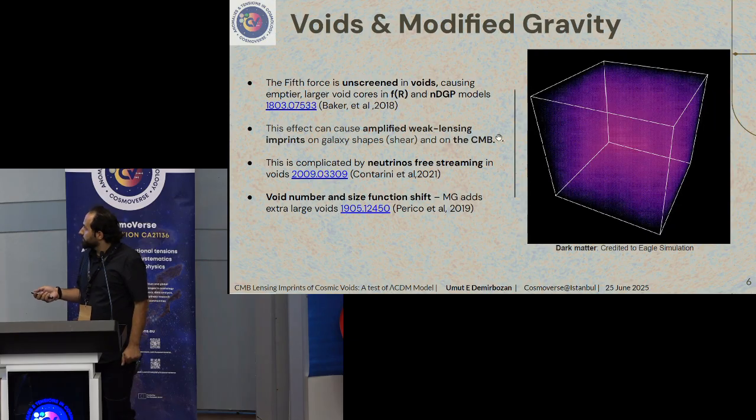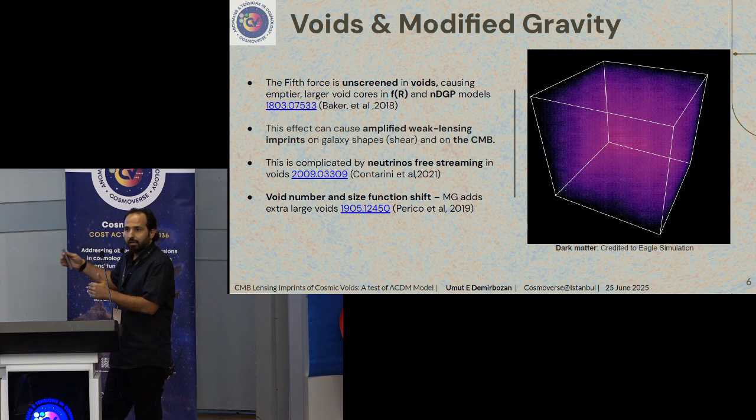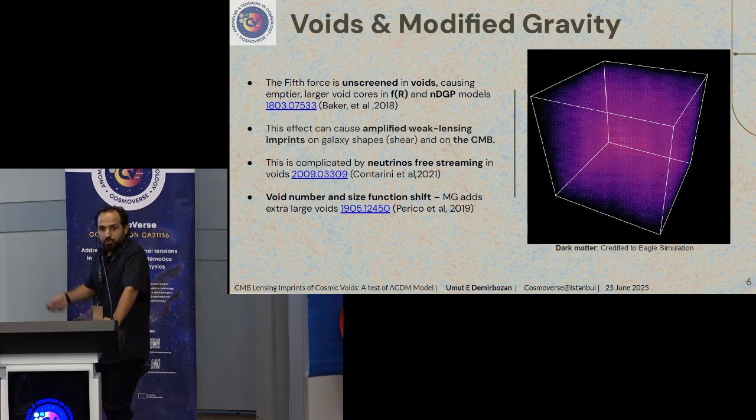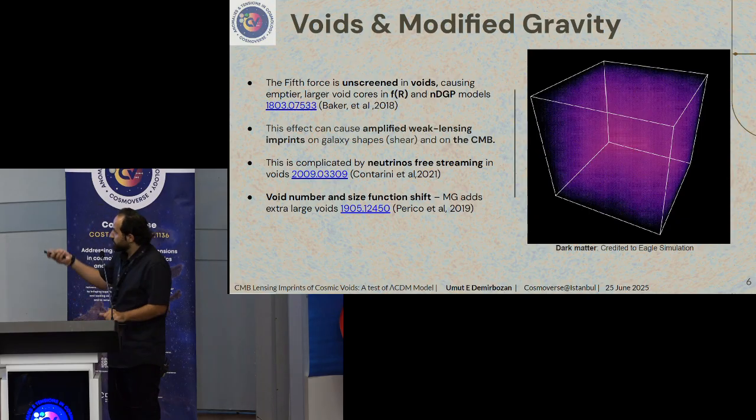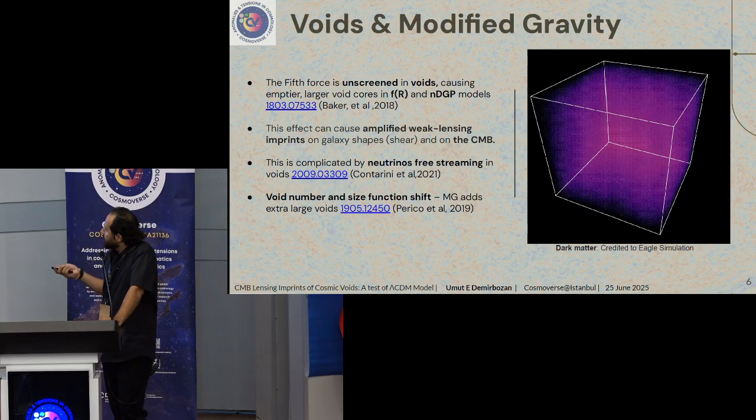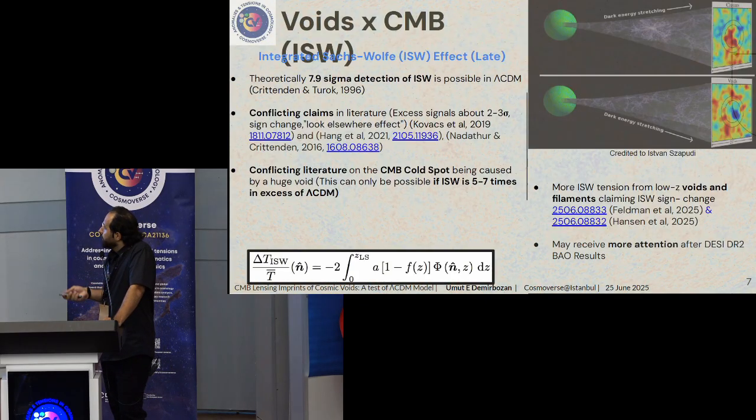You can have a look at this paper. And there are many papers also about void-galaxy lensing, so cosmic shear. And voids are also an ideal place to constrain neutrino mass, because the neutrino fraction is quite high in voids. Modified gravity also changes the void number and size function. So there are different sizes of voids, the void function will significantly shift, and that can also constrain modified gravity theories.